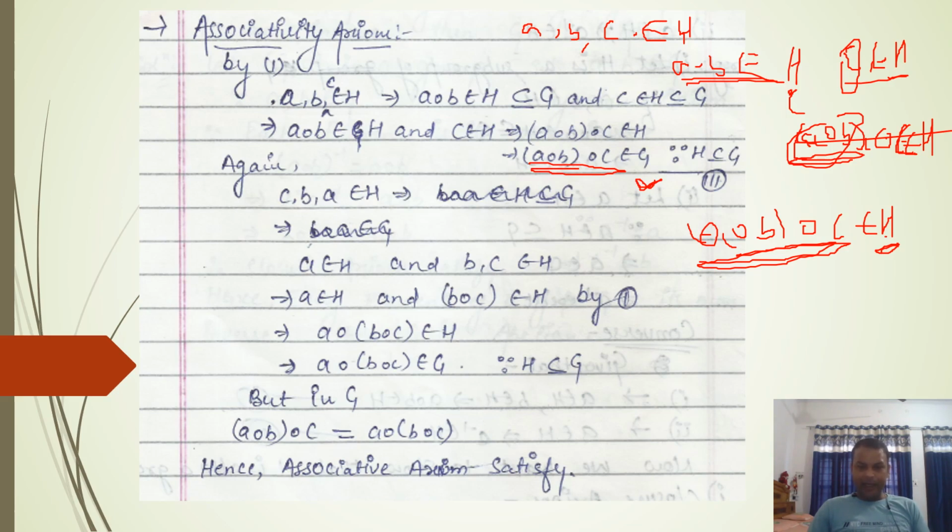Similarly, again we are writing these elements in a different order. Here A, B, C belongs to H. Now this single statement will be written into two different statements. Here I am using A belongs to H and BC belongs to H. Now the composition of B and C will also belong to H. Now this is a different single element. Now we will compose A with B of C. So A of B of C will also belong to H.